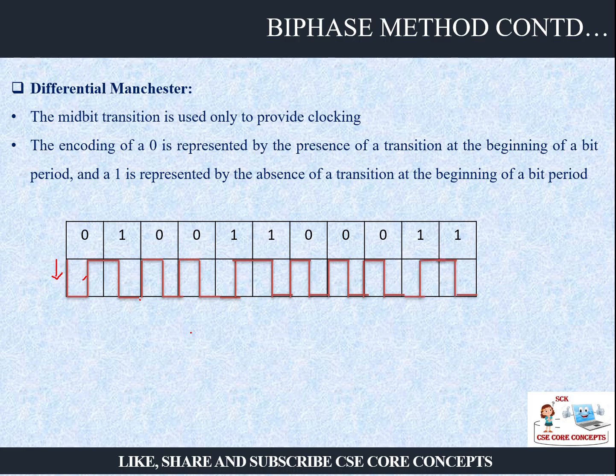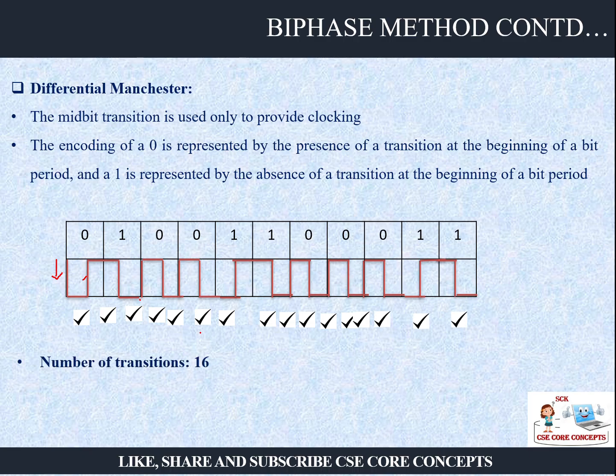Right. So let us count the number of transitions. 1, 2, 3, 4, 5, 6, 7, 8, 9, 10, 11, 12, 13, 14, 15 and 16. So similarly here also the number of transitions are 16.